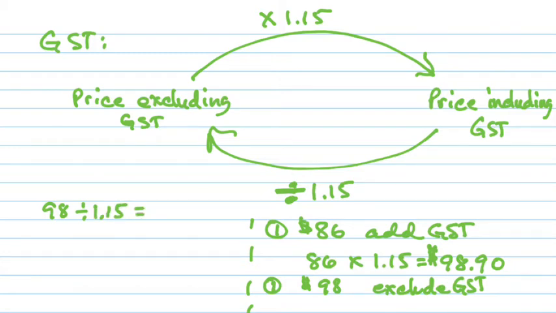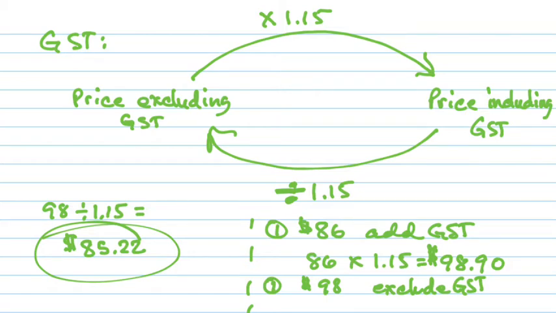Anybody? 85.22. Perfect. Good. Remember, money is always rounded to 2 decimal places, and always put in your units. So we're talking dollars here, so make sure your answer is in dollars. It's good. Need to do about 15 of those each?